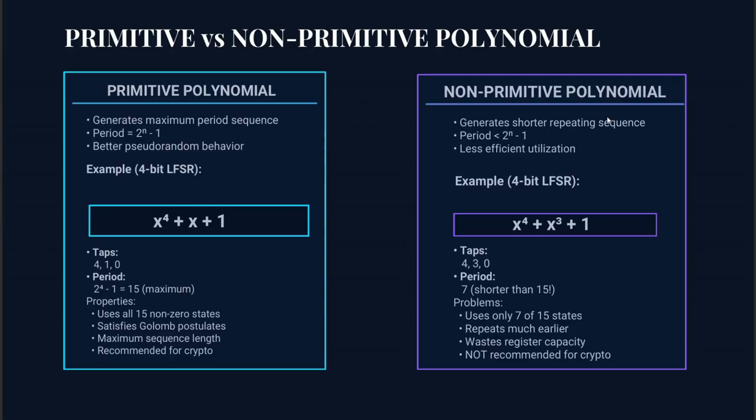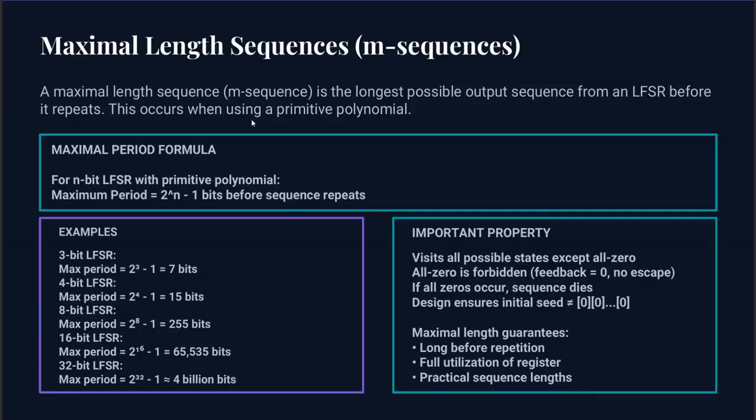Now compare this with a non-primitive polynomial. If the polynomial x^4 + x^3 + x produces only a period of 7, many possible states are never revisited. The sequence repeats much earlier. This wastes register capacity and reduces randomness quality. Because of this, primitive polynomials are preferred in cryptography and communication applications.